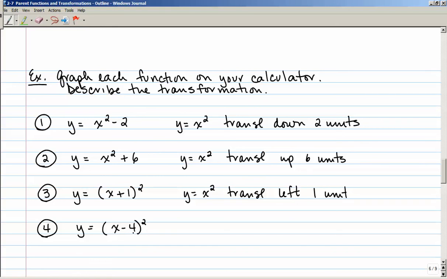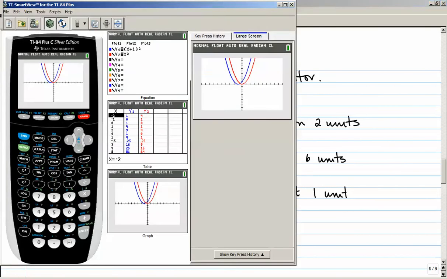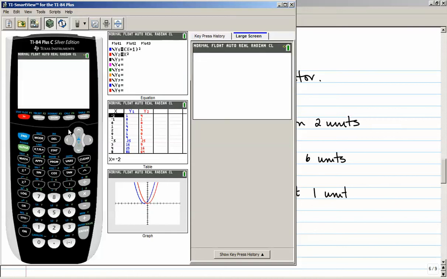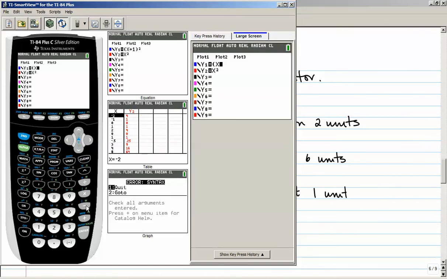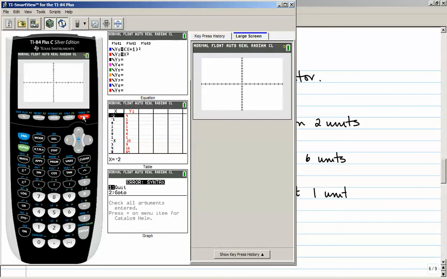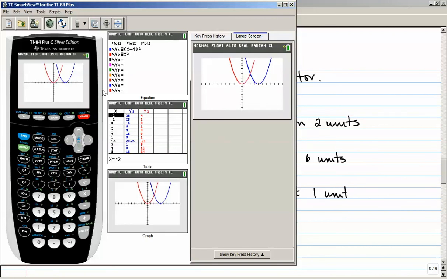Y equals the quantity x minus 4 squared. Chances are this one's going to be translated 4 units to the right. But let's confirm that by taking a look at this. Parentheses x minus 4 squared. And we will graph that. And there's x minus 4 quantity squared, and there's my parent graph. So indeed, the translation is 4 units to the right.